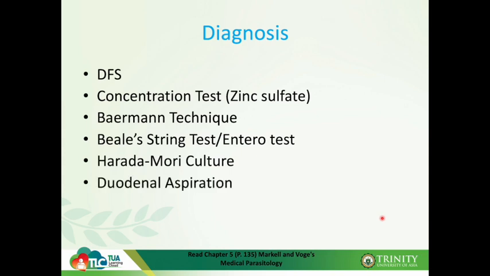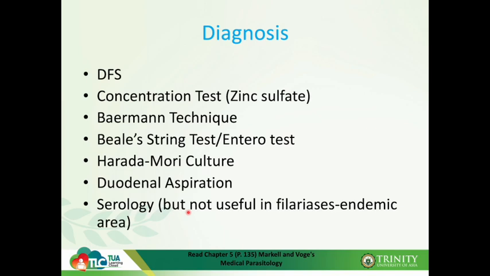Diagnostic methods may include, ganun pa din, direct fecal smear, concentration test, but here are the methods that we discussed in lesson 2, the Baermann funnel technique. I hope you remember that. The entero test, ito yung lumulunok ng capsule with the thread. Harada-Mori culture and duodenal aspiration are also available techniques. We can also use serological or immunoassay techniques, but it is not recommended for filariasis endemic areas because cross-reaction can happen.